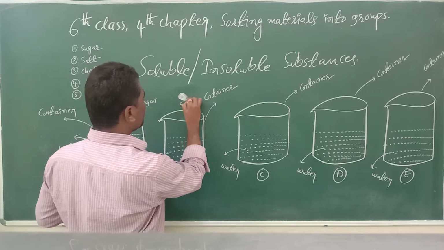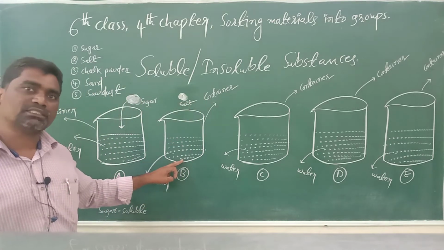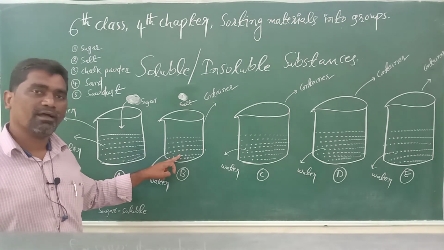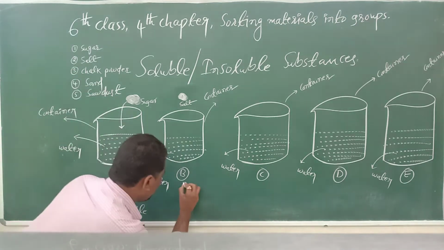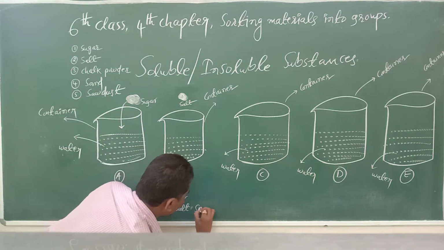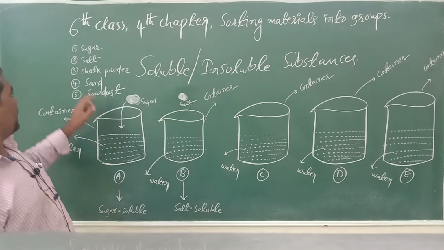Okay students, next in container B, if we take salt, just put some amount of salt. Let us take, this is a salt. If we put salt inside the water, what happens after some time? Salt disappears. We can't see salt inside the water. So in this case, salt is also called a soluble substance. Soluble substance.